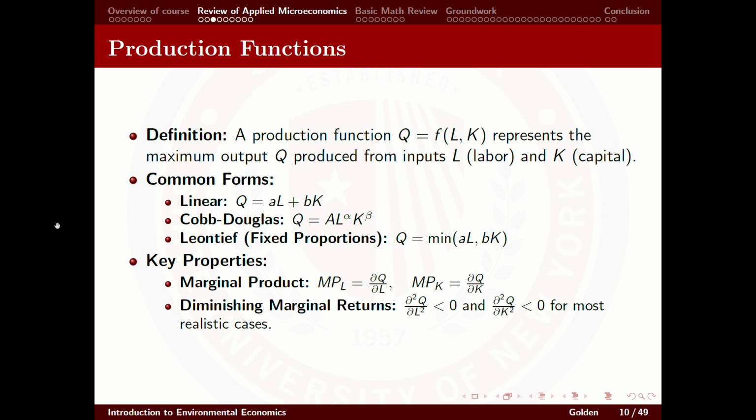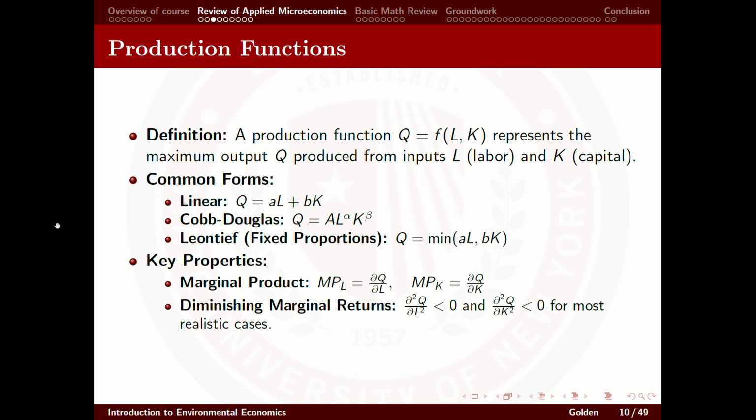Production functions: a production function Q equals F of L, K represents the maximum output produced from labor and capital. We won't focus on this in this iteration of the course, but maybe in a future iteration I'll talk about this. You can also add energy to a production function. You can add energy and land, but in this case it's labor and capital you put in and you get out some good. And again, you can have linear, Cobb-Douglas. You can also have Leontief, the idea that the production of both is required in some fixed proportion.